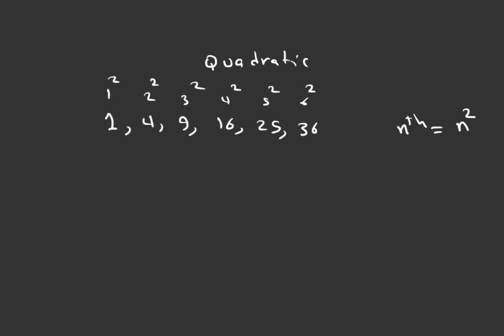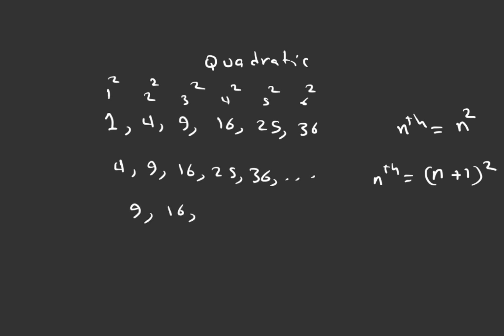Sometimes we start this sequence from 4, 9, 16, 25, 36, and so on. In this case, what is the nth term? We skip the first term. Because we start from 2 to the power 2, the nth term in this one will be n plus 1 all squared. In a similar way, if we start from 9, 16, 25, 36, and so on, the nth term is n plus 2 all squared.